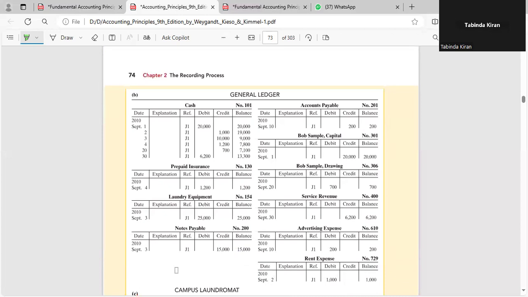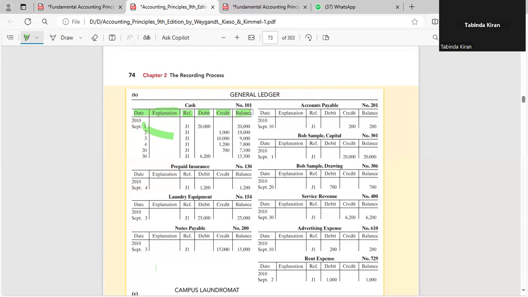Otherwise, a basic general ledger format includes this 6-column sheet that includes the date, the explanation for which, due to which account we are going to make the debit or the credit, the reference number, the debit amounts are placed over here, the credit amounts are placed over here, and the net balance, no matter debit or credit, is placed over here.